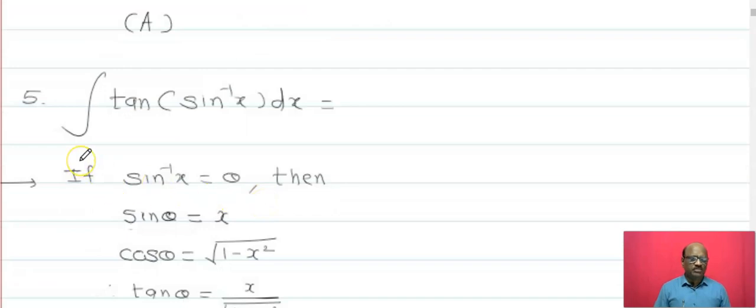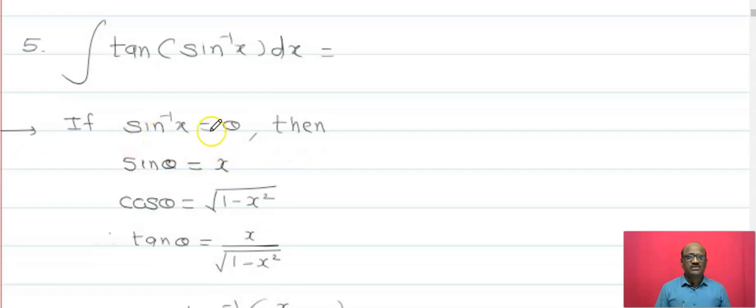Now problem number 5, multiple choice 5, that is integral tan of in bracket sine inverse of x dx. Now we'll solve this. Sine inverse of x is equal to theta. Then sine theta is equal to x. What about cos theta? Cos theta is equal to root of 1 minus x square. Then what about tan theta?